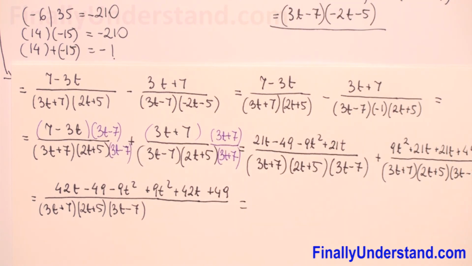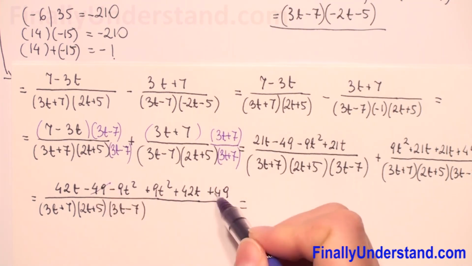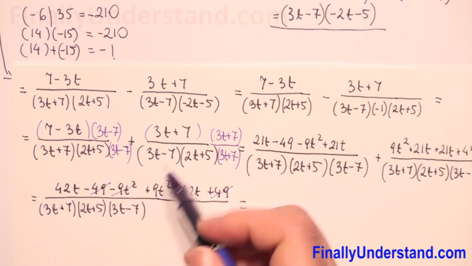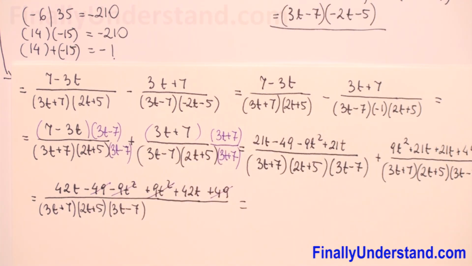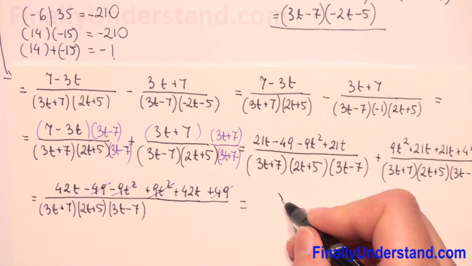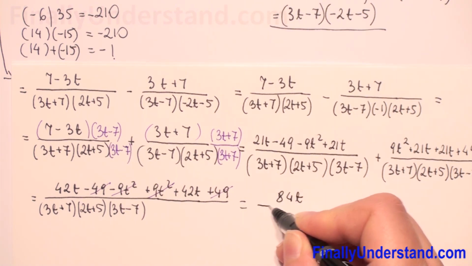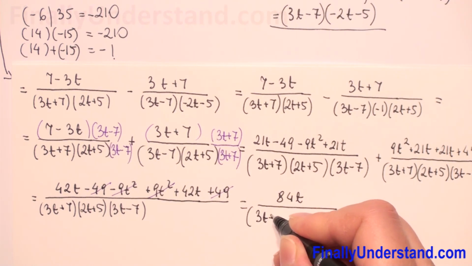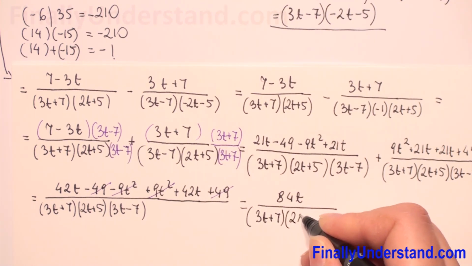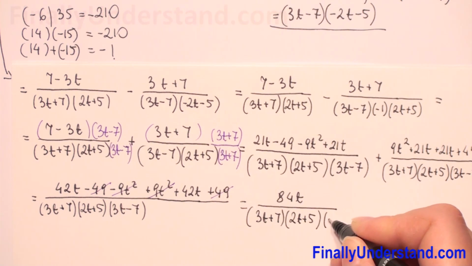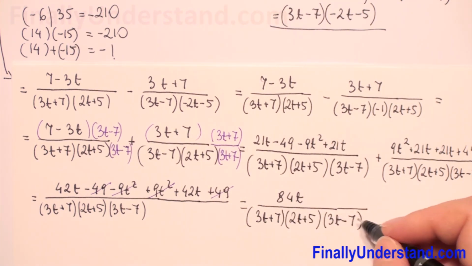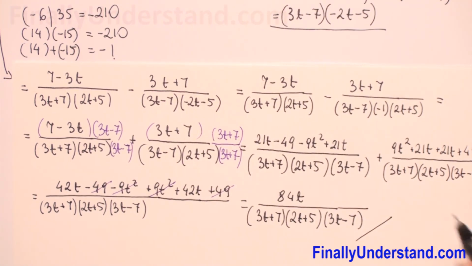So now we see that we can reduce 49 and 49 because we have negative 49 and positive 49, and negative 9t squared and positive 9t squared. So we have 42t plus 42t, which is 84t, over 3t plus 7 times 2t plus 5 times 3t minus 7. We cannot factorize anything, so this is my solution.